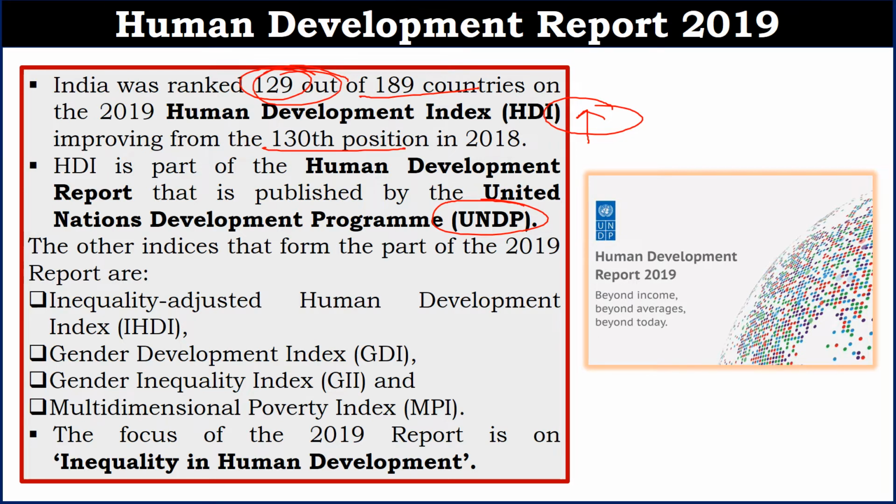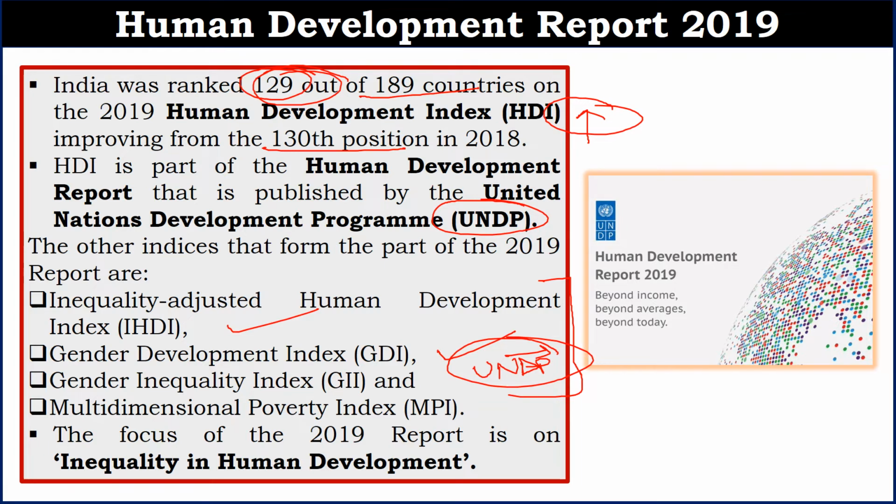Along with this report, 4 different indices are published. That is the Inequality Adjusted Human Development Index. Second is the Gender Development Index. Third is the Gender Inequality Index, and fourth is the Multidimensional Poverty Index. So all these 4 indices are published by UNDP. This is also very important. You can remember all these 4 indices, which are part of the Human Development Report.